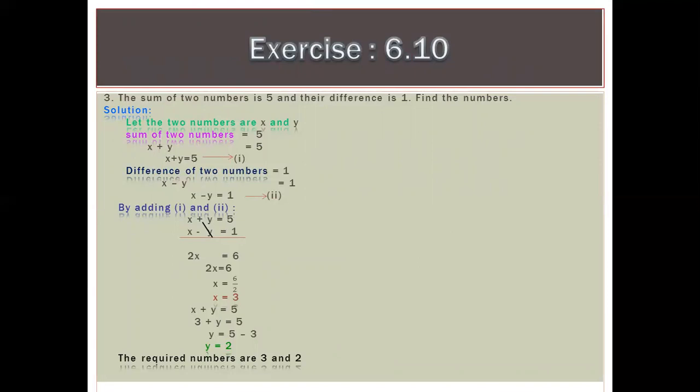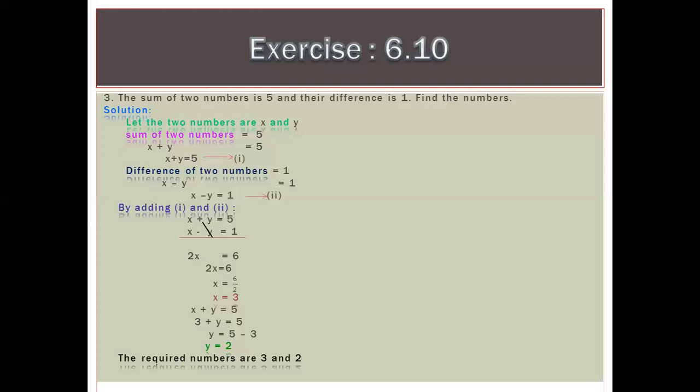Let's suppose that the two numbers which we are discussing in the question are x and y. Sum means add. The sum of two numbers is x plus y. Is means we put the equal sign. 5. The sum of two numbers is 5. X plus y is equal to 5. This is equation number 1.